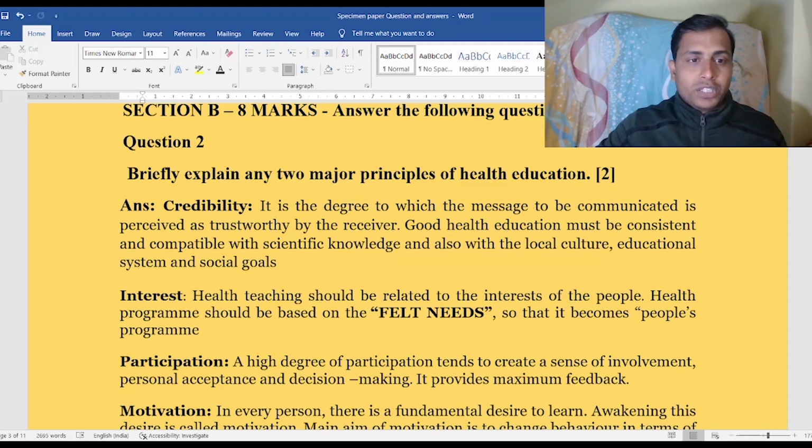If I want to explain the first two, credibility and interest: credibility is the degree to which the message to be communicated is perceived as trustworthy by the receiver. Good health education must be consistent and compatible with scientific knowledge and also with the local culture, educational system, and social goals. The second, interest. Health teaching should be related to the interest of the people. Health programs should be based on felt needs so that it becomes people's program. This is how you need to explain.